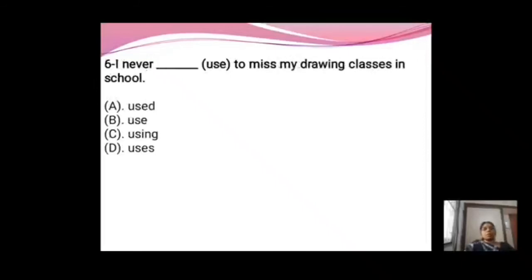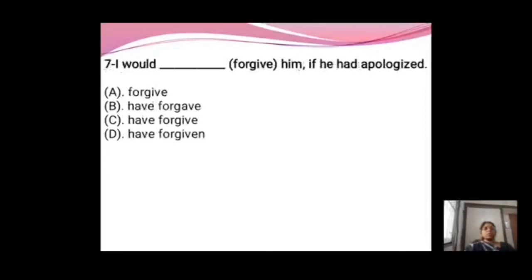Sixth one, I never dash use to miss my drawing classes in school. Used, use, using, uses. So children, check what the options are there and write the correct option with the option number, B means B, C, like that. Okay. Then whenever I am giving you the answer key, you can check it out.